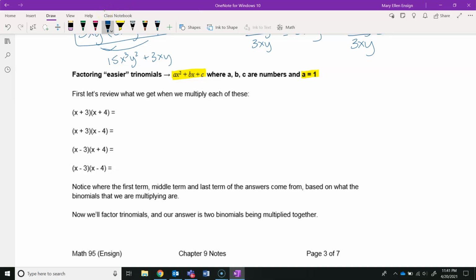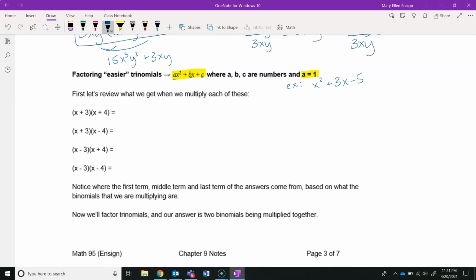Well, if I look at this, a, b, and c are numbers. So a, b, and c are numbers, and in this case, a equals 1. So there's going to be a 1 there in front of the x squared. I can write it, I don't have to. x squared plus 3x minus 5, right? a is 1, b is 3, c is negative 5. You can see I called these easier trinomials. Harder trinomials are when a is not 1. So it's something like 5x squared plus 3x minus 5. Okay, we'll worry about those a little later.